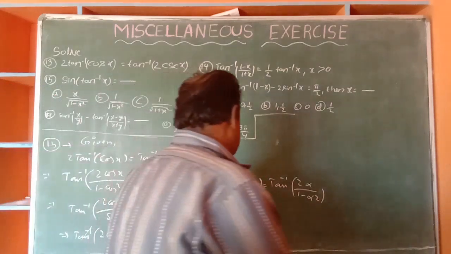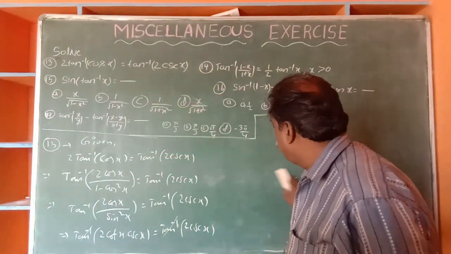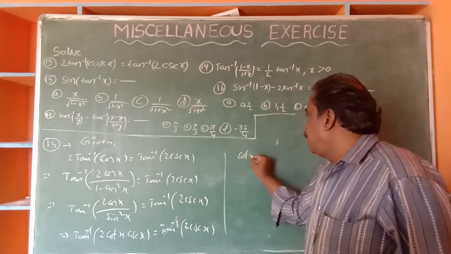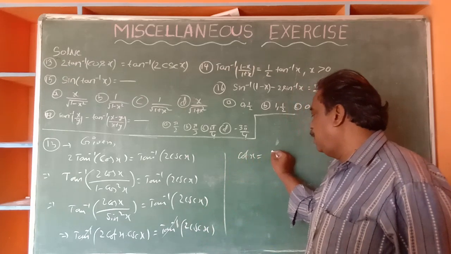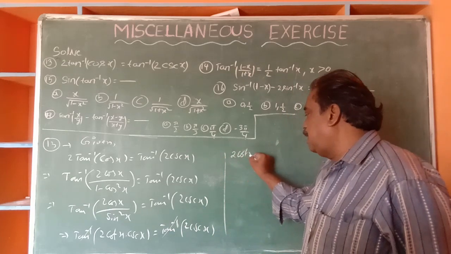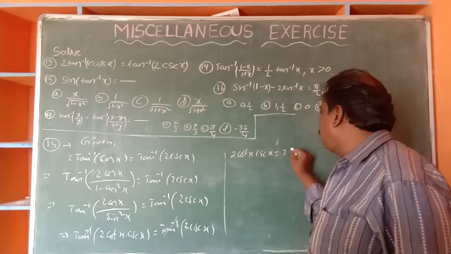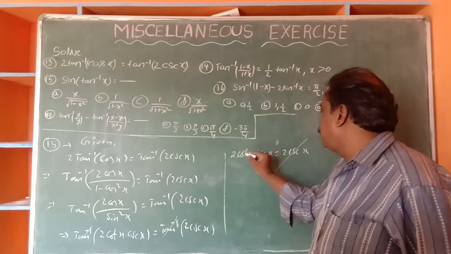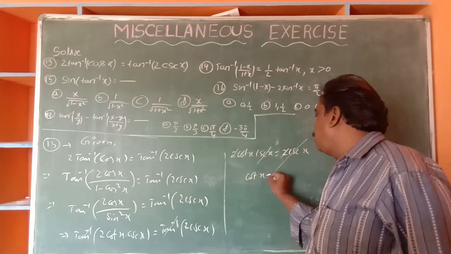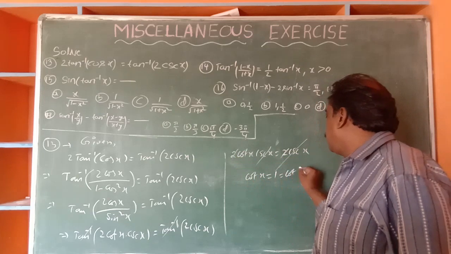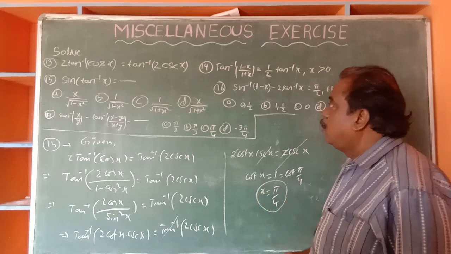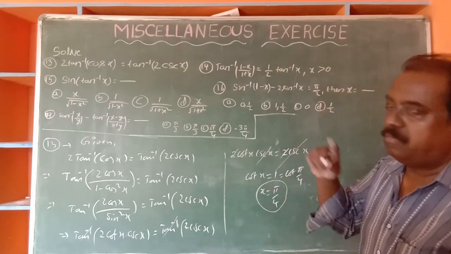We get at last cot x on the left, and on the right 2 cosec x, with cosec x and 2 cancelling. So we get cot x is equal to 1. Cot x = 1 means cot π/4, so x is equal to π/4. That is the value of x.